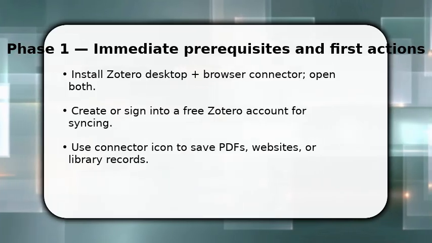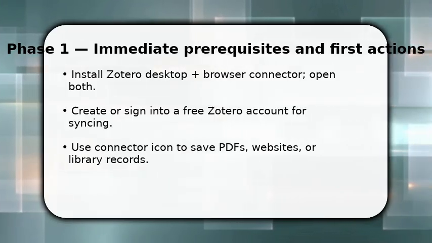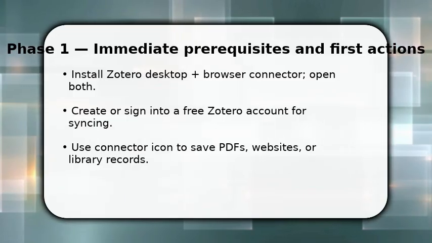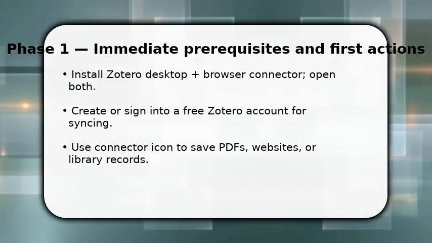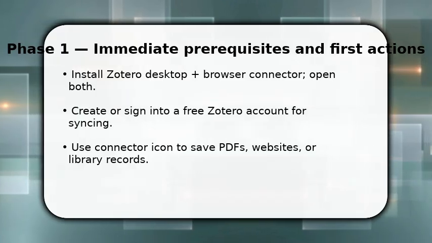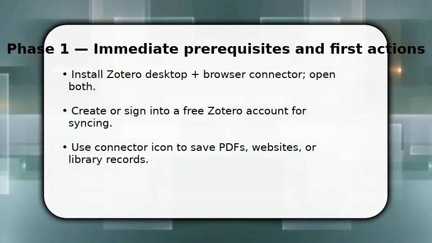Now, navigate to a paper or web page and click the connector icon. Zotero saves metadata and often the PDF. Make sure to check saved items in the desktop app because metadata sometimes needs correction. Fixing it now prevents problems.